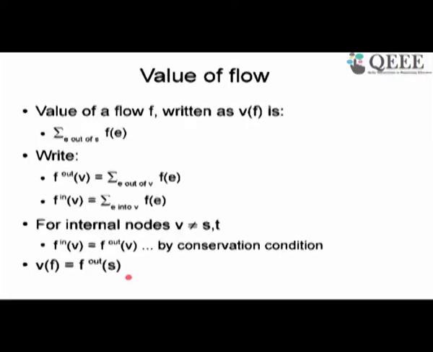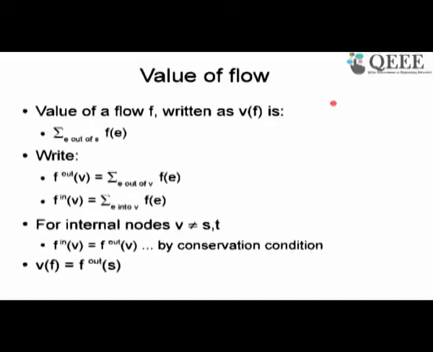It's the sum of the total flow going out of the source, V out, F out of S. Now, because the conservation condition is satisfied, it is very clear that whatever flow is coming out of S will be carried by all the internal nodes and eventually taken to the sink node. There is no other place for the flow to go, it has to go to the sink node.